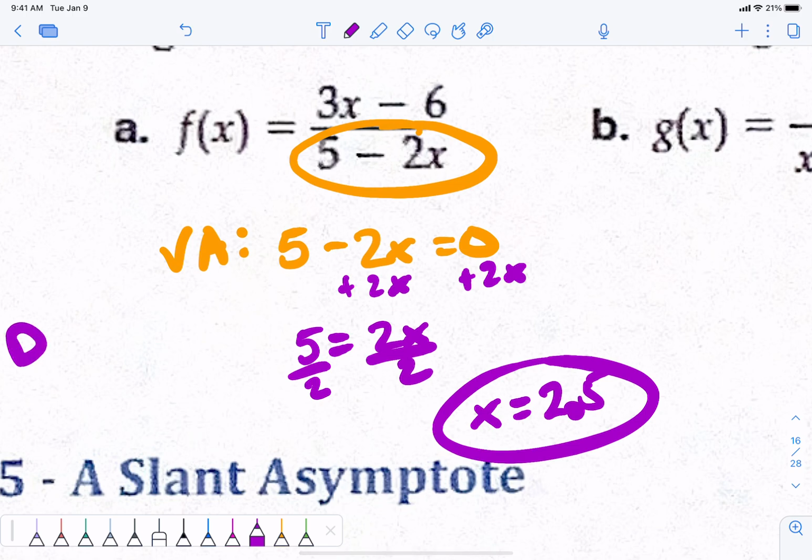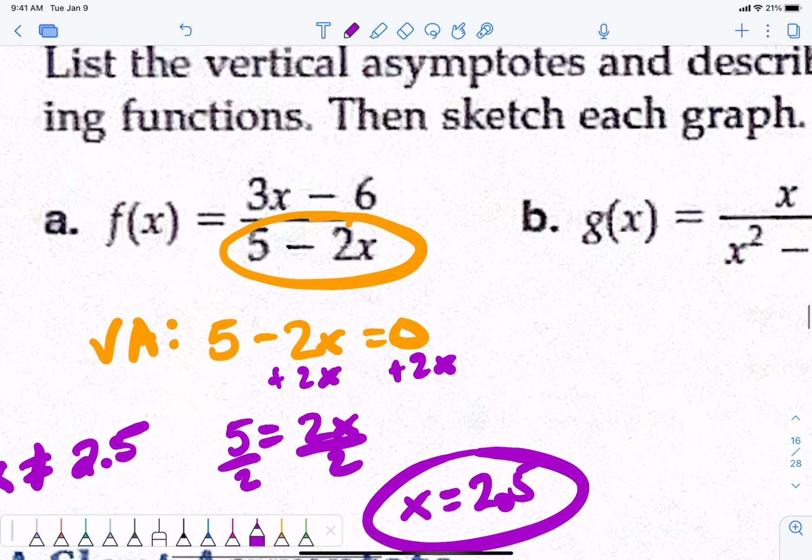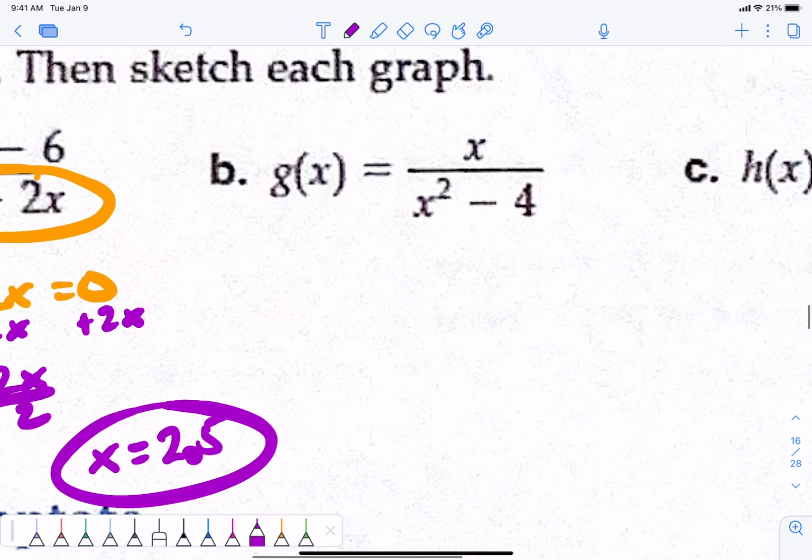So if I'm asking for domain, what's the domain of this function? X can't be 2.5, exactly. We can't have a value at 2.5 because that's where a VA occurs. Okay? Now, does it actually cancel out of the top also? Does anything factor out of the top and the bottom? So it is a VA and it's not a hole instead. Okay? Good? All right, B.